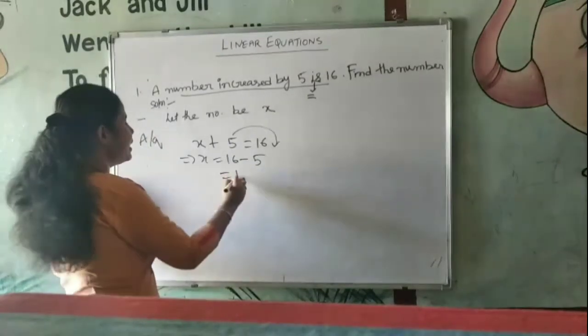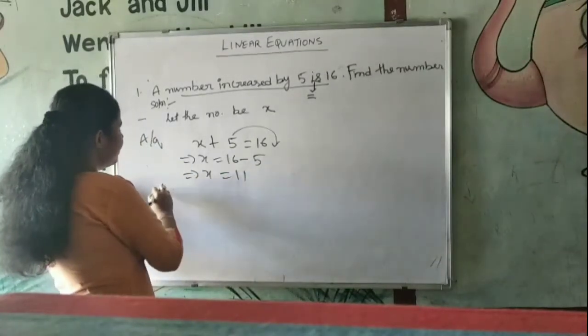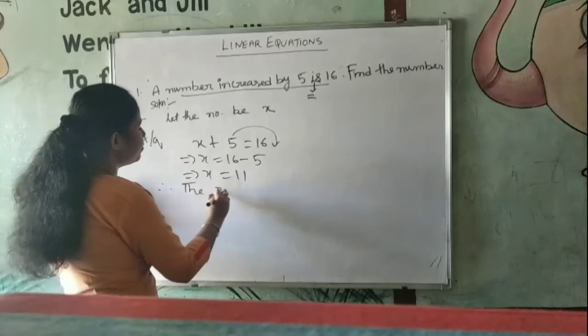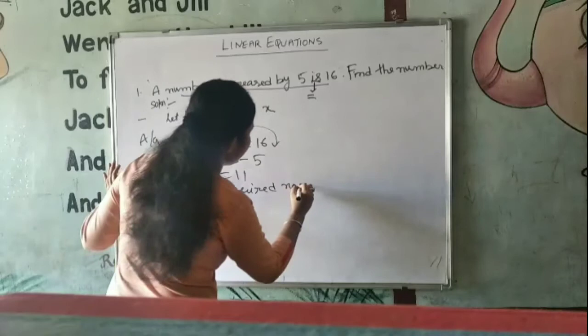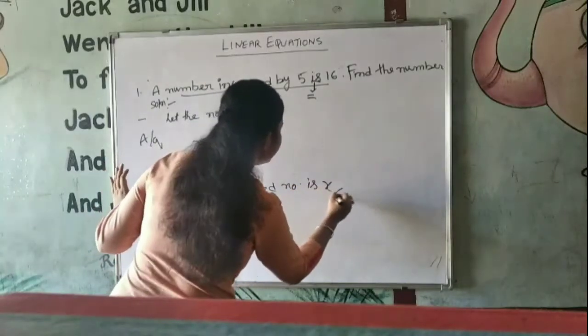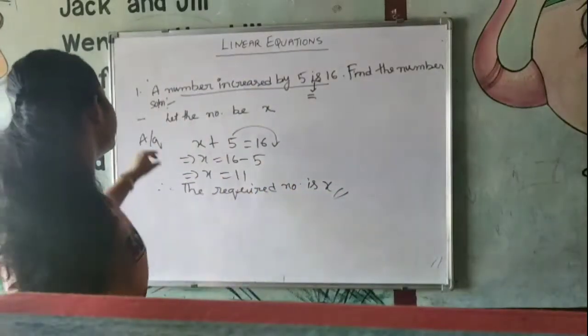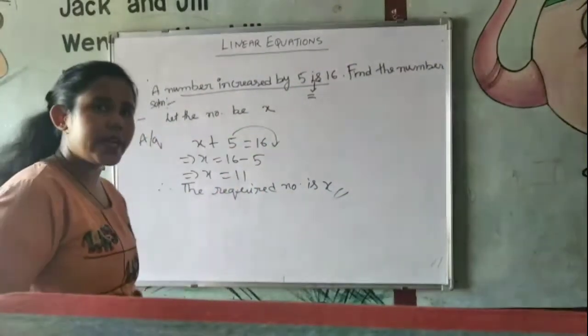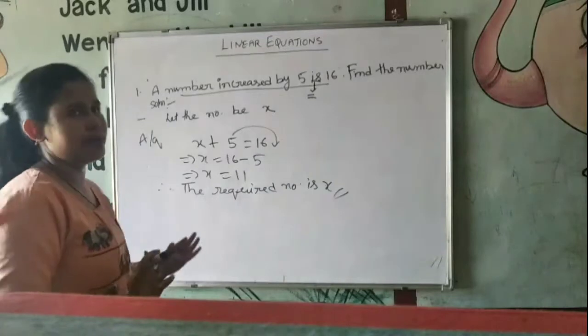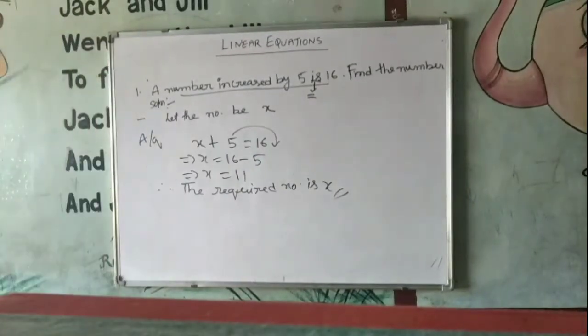16 minus 5 is 11. Therefore, the required number is x. So easy. Instead of giving this equation, they have written it in the form of a word. You please take the concept. Okay, you please take the screenshot.